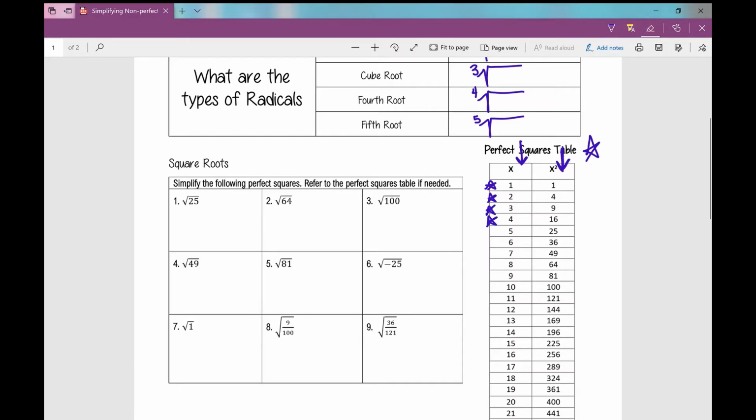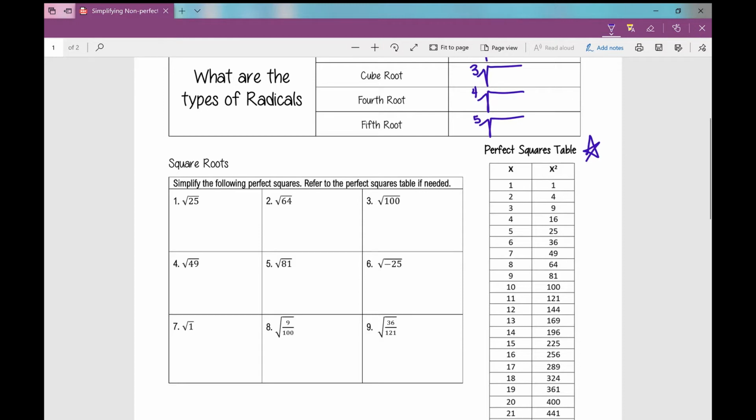You get the idea. So now let's go the other way. If I take the square root of the number on the right, I get the number on the left. So if I take the square root of 1, I get 1. If I take the square root of 4, I get 2. The square root of 36 is 6. So if I square the number on the left, I get the number on the right. If I take the square root of the number on the right, I get the number on the left, which means they're inverse operations. They undo each other.